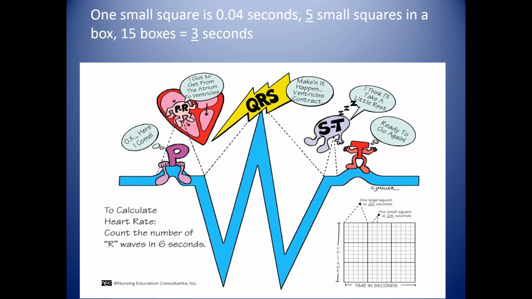Now on this waveform, each one of these waveforms indicates something on the EKG, right? It corresponds with the electrical activity of the heart. And so this P wave is going to correspond with atrial depolarization. This QRS corresponds with ventricular depolarization. This ST segment is when the heart is at rest. And this T wave is ventricular repolarization.